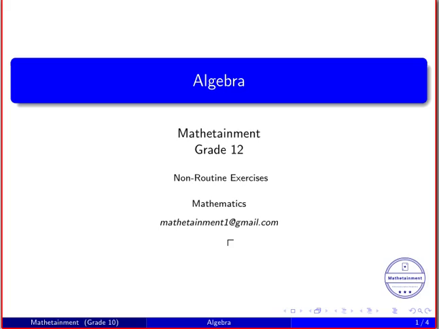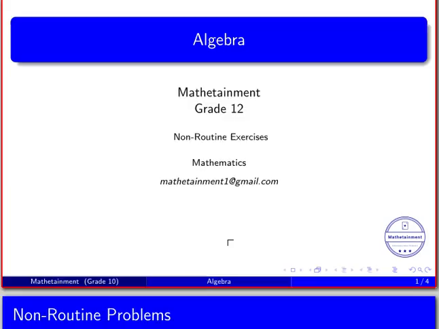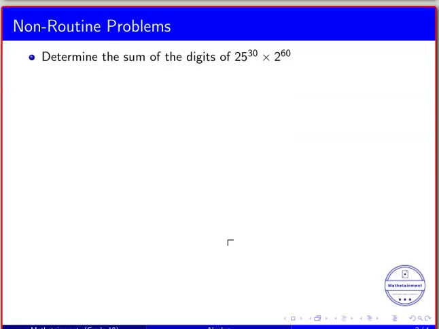We are still dealing with our so-called non-routine exercises, and we are doing this under Algebra, grade 12. The problem that we are faced with is as follows. We are required to determine the sum of the digits of 25 to exponent 30 multiplied by 2 to exponent 60. How do we go about doing this?